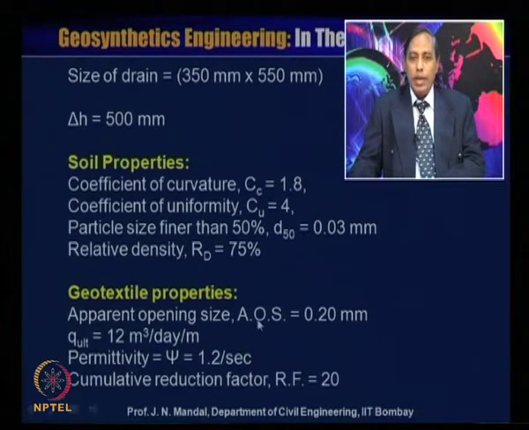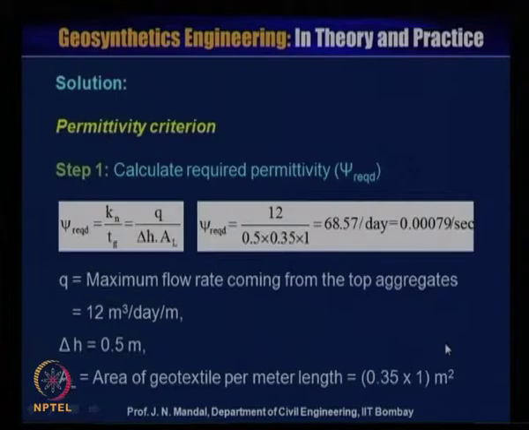The geotextile properties are given. Apparent opening size AOS is 0.20 millimeter, and ultimate flow Q ultimate is equal to 12 meter cube per day per meter. Permittivity value psi is given as 1.2 per second, and cumulative reduction factor RF is equal to 20. Now, the solution: you have to fulfill the permittivity criteria. So, step 1, calculate the required permittivity, that means permittivity psi required.